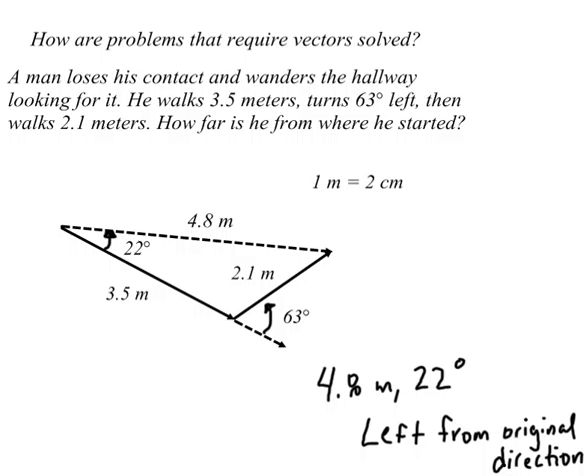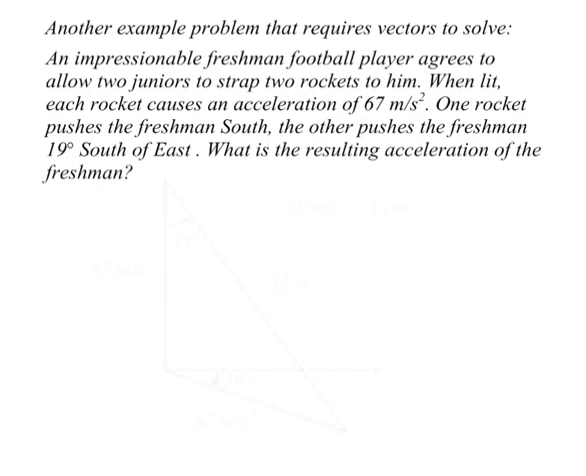Let's take a look at another vector problem. Here's one that involves acceleration. An impressionable freshman football player agrees to allow 2 juniors to strap 2 rockets to him. When lit, each rocket causes an acceleration of 67 meters per second. One rocket pushes the freshman south, the other pushes the freshman 19 degrees south of east. What's the resulting acceleration of the freshman?